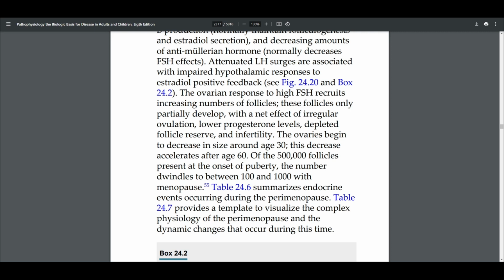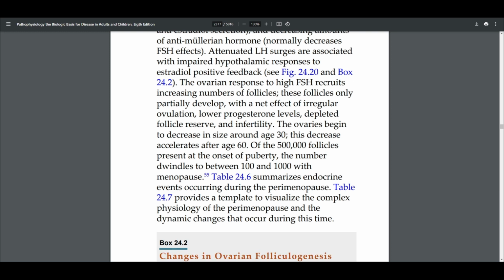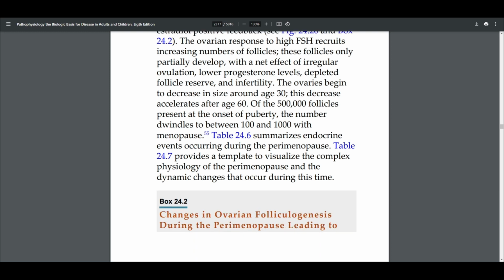The ovaries begin to decrease in size around age 30. This decrease accelerates after age 60. Of the 500,000 follicles present at the onset of puberty, the number dwindles to between 100 and 1,000 with menopause. Table 24.6 summarizes endocrine events occurring during the perimenopause. The table following that provides a template to visualize the complex physiology of the perimenopause and the dynamic changes that occur during this time.